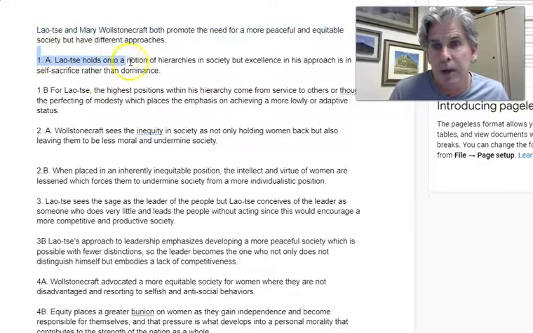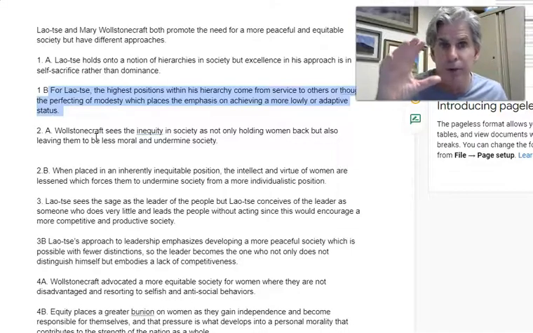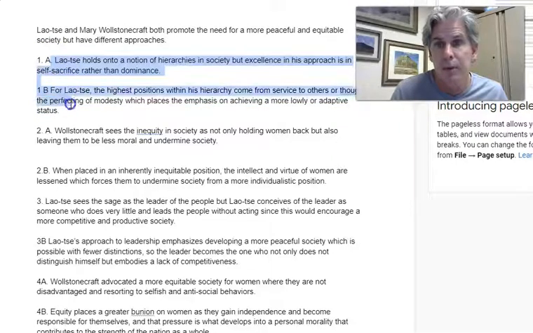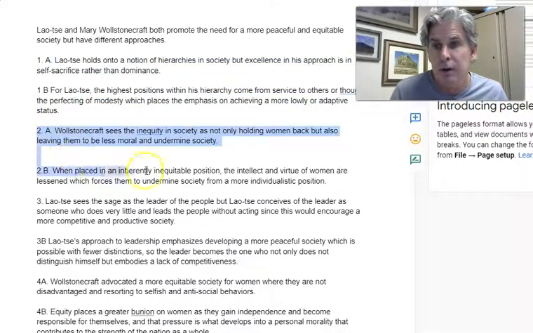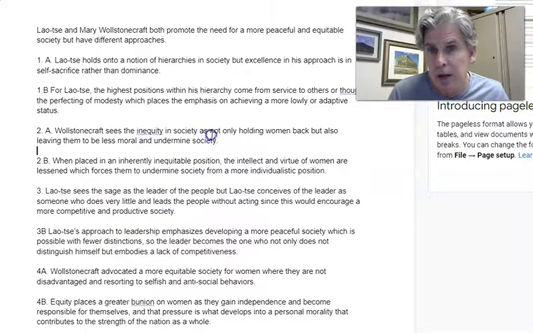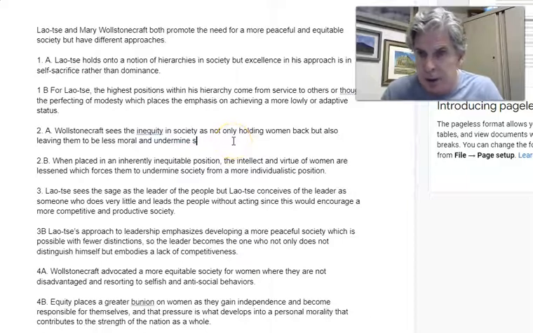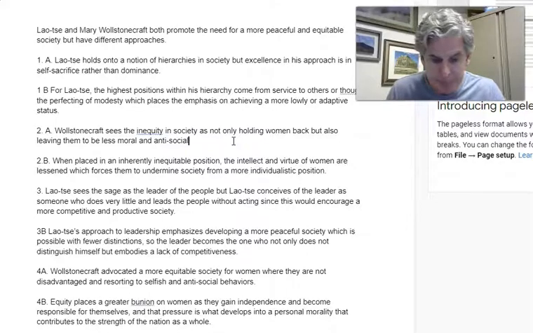And then I have what the Lao Tzu is about, and then why the Lao Tzu is important, from the first body paragraph. In the original middle draft, I looked back to the first body paragraph for these when I was writing the introduction. And then I looked back to the second body paragraph for this one on Wollstonecraft. What's it about? Well, Wollstonecraft sees inequity in society as not only holding women back, but also leading them to be less moral and undermine society. I should say be less moral and anti-social. That's what I started to use, so I'll go with that.